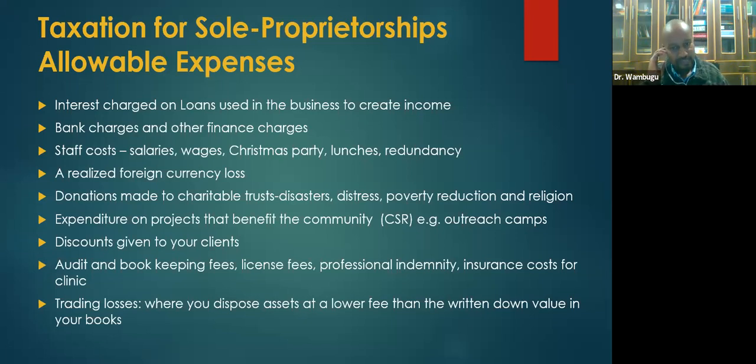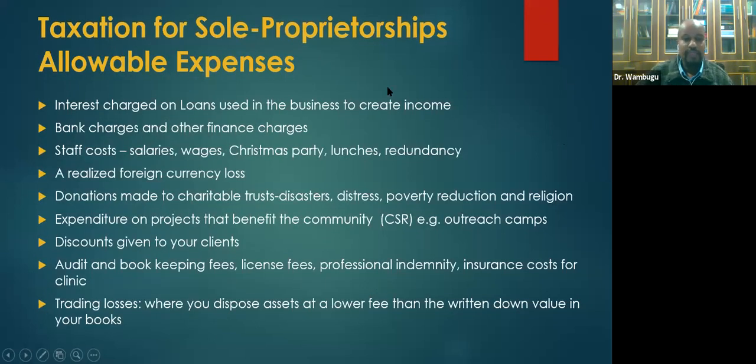Donations made to charitable trusts, disaster, poverty reduction, and religion are allowable. Expenditure on projects that benefit the community. So for example, if you're doing outreach camps, the expense that you incur in that outreach camp is an allowable expense. Discounts that you give to your clients are an allowable expense. Audit and bookkeeping fees, the fees that you pay your accountant, the professional indemnity fees that you pay your insurance company, and the cost of insuring your clinic are also allowable expenses.